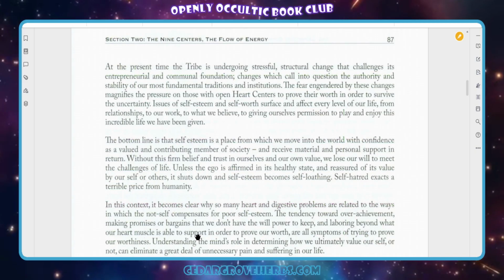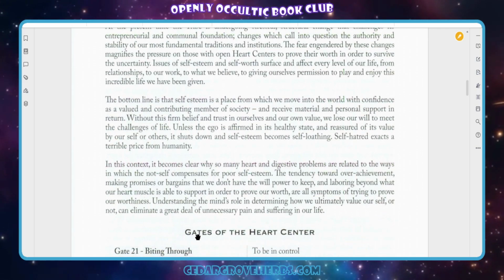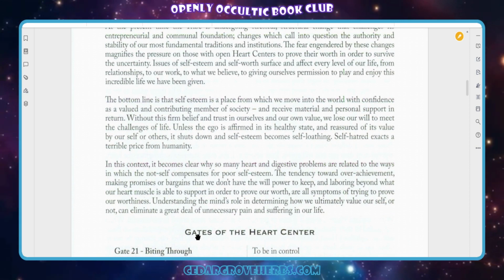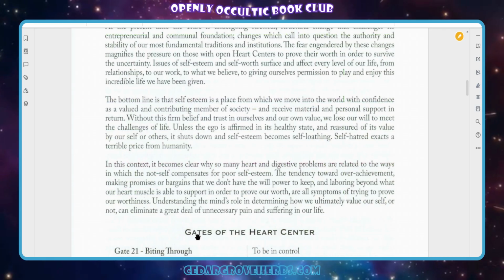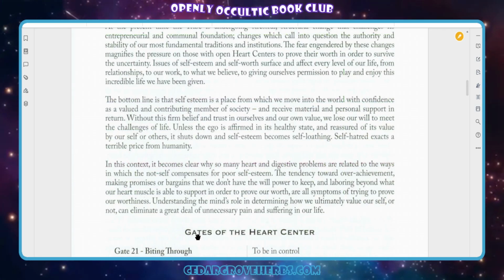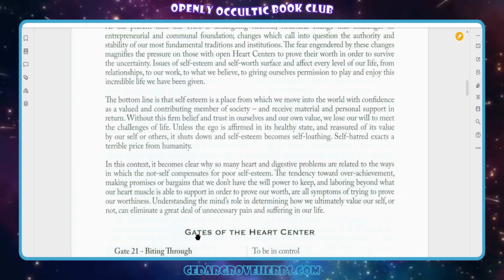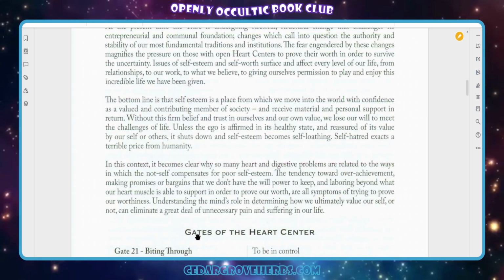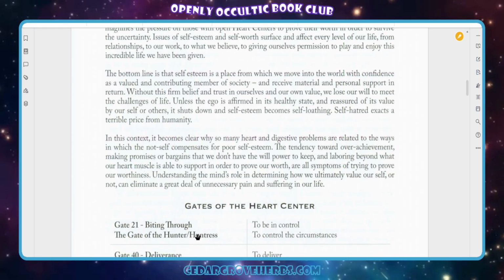Without this firm belief and trust in ourselves and our own value, we lose our will to meet the challenges of life. Unless the ego is affirmed in its healthy state and reassured of its value by ourself or others, it shuts down and self esteem becomes self loathing. Self hatred exacts a terrible price from humanity.